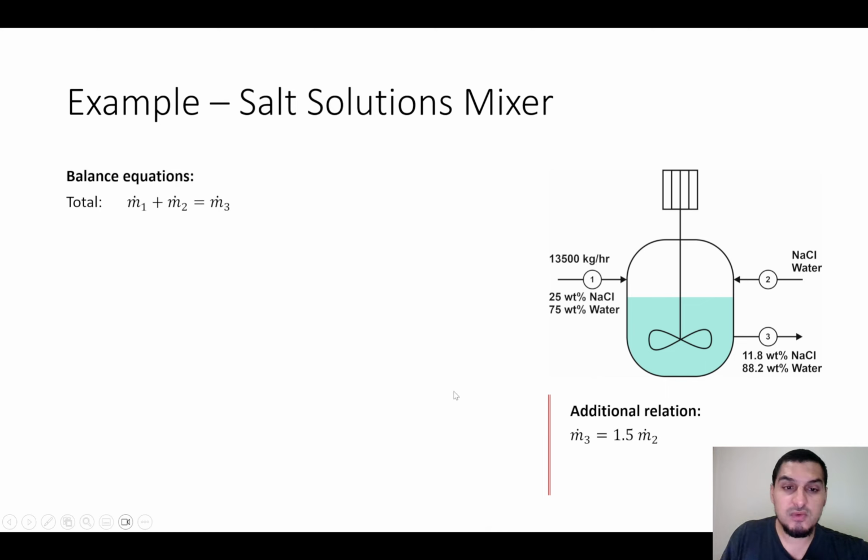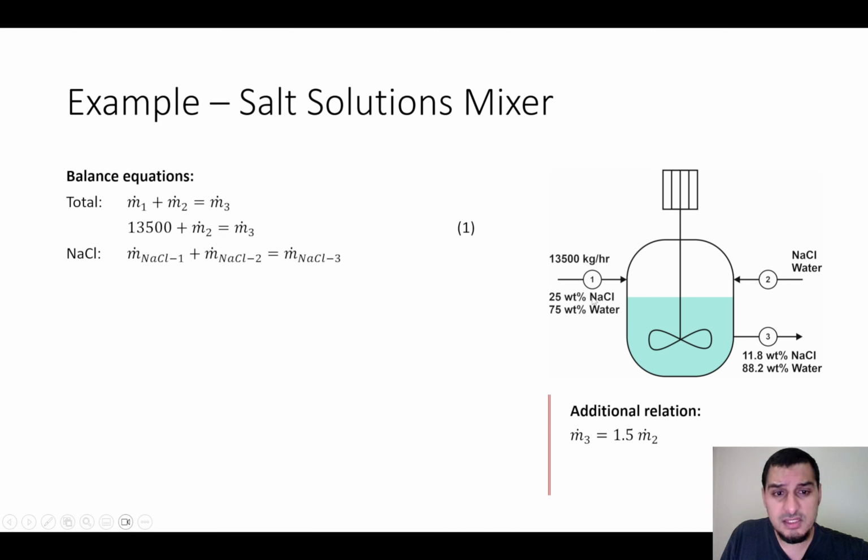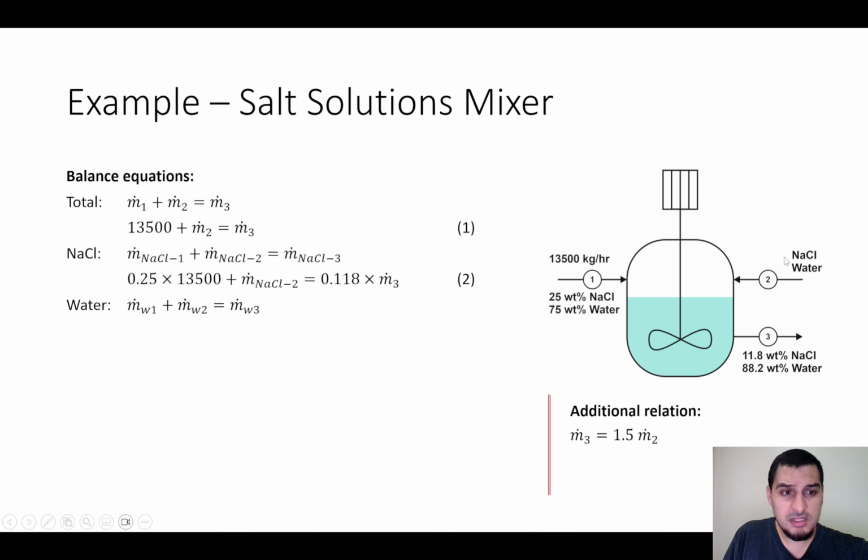So we have the balance equation, total balance, which is M1 plus M2 equals M3. We know M1, but we don't know M2 and M3, so this is the first equation. The second is the balance on NaCl, so the mass flow rate of NaCl in 1 plus 2 equals 3. We know that in stream 1, it is 25% of the flow rate. I don't know anything about the NaCl in stream 2. I know the composition in stream 3, which is 0.118 multiplied by M3 dot. For water, it's going to be very, very similar. 75% of the flow rate of stream 1 plus the water in stream 2 equals 88.2% of stream 3. So this is the third equation.